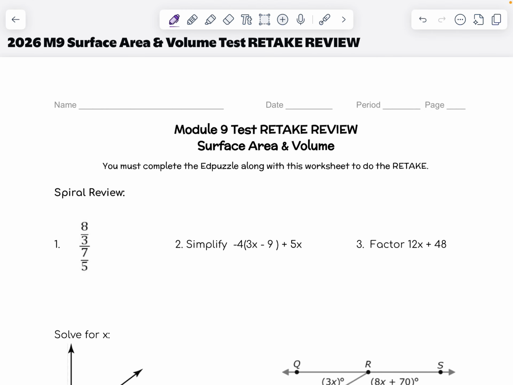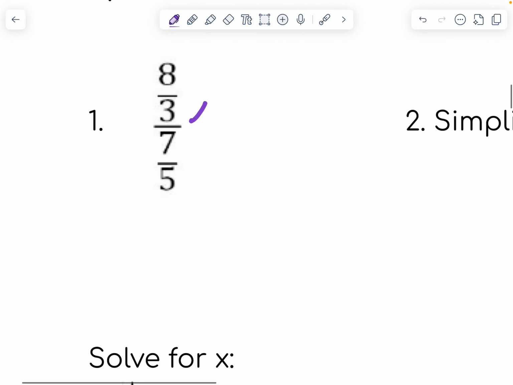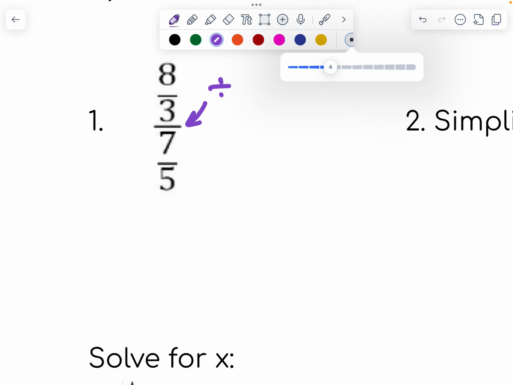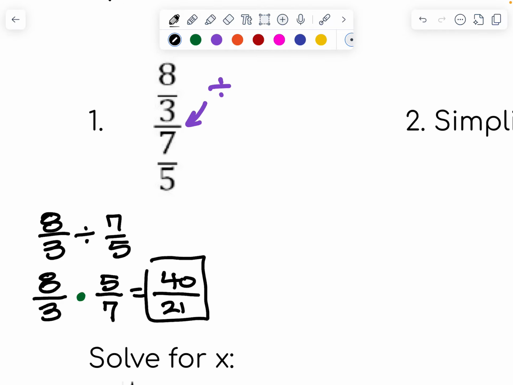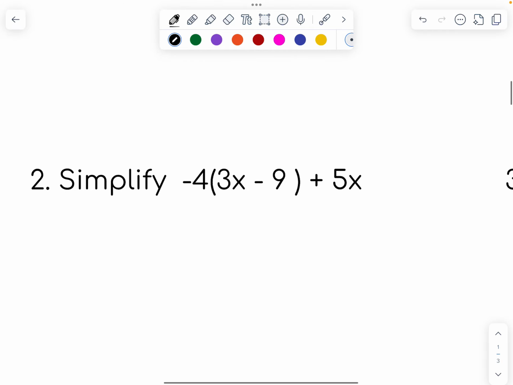We're going to start with a review of number 1. This means division, right? So we're going to go 8/3 divided by 7/5. To divide fractions, you keep the first fraction, change it to multiplication, and then do the reciprocal. So that's 5/7. I'm going to see if I can cross cancel anything. Does not look like I can. So 5 times 8, that's 40. 3 times 7 is 21. There's my answer.